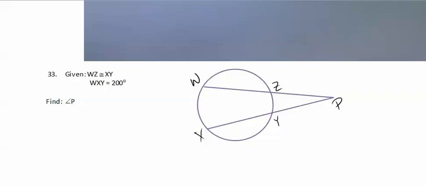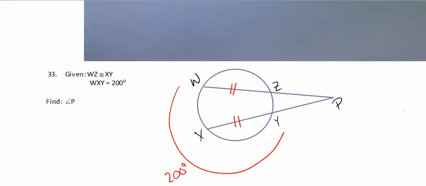And finally, our last problem. Given the following diagram and that WZ is congruent to XY, and that arc WXY has a measurement of 200 degrees, we want to find out what angle P is. So let's mark accordingly. We're given that WZ is congruent to XY. And we're also given that WXY is 200 degrees.